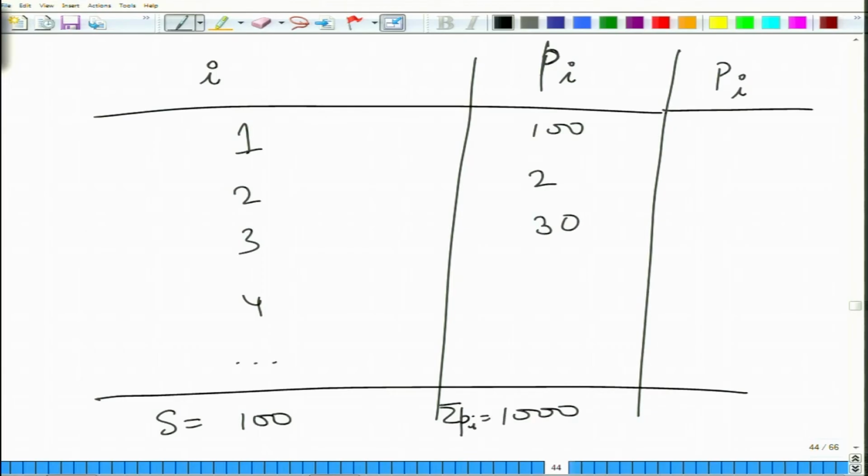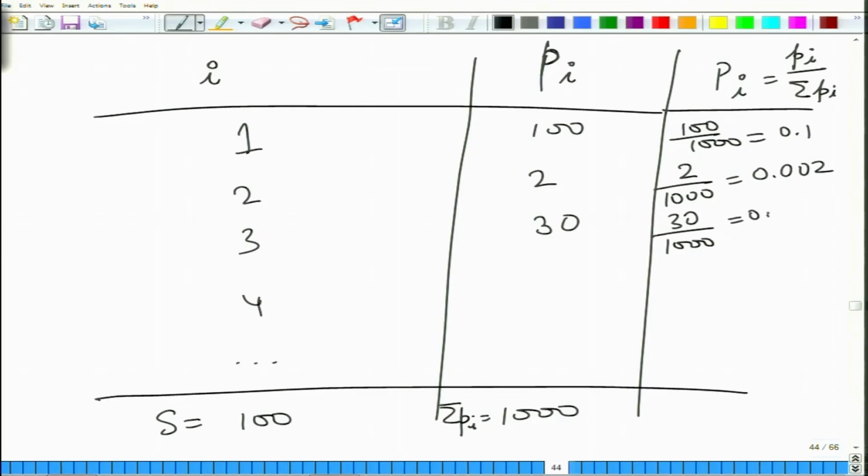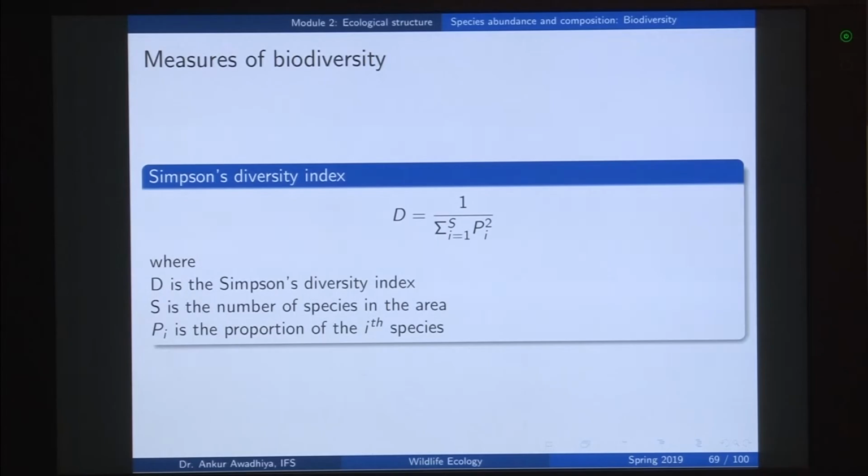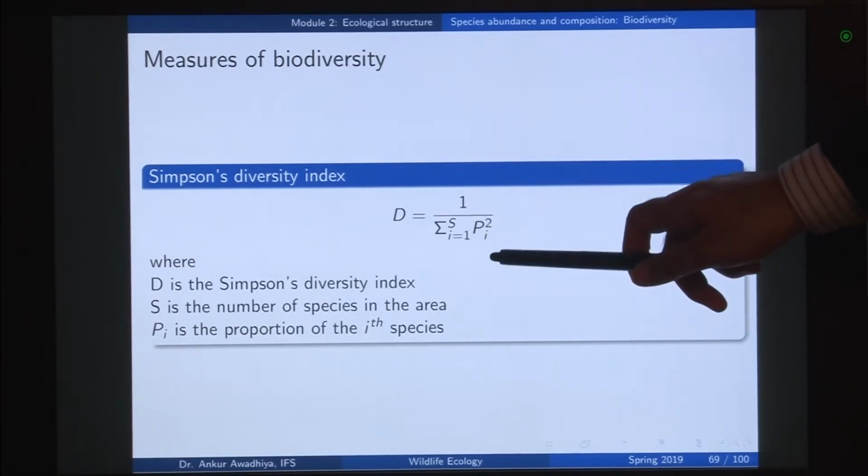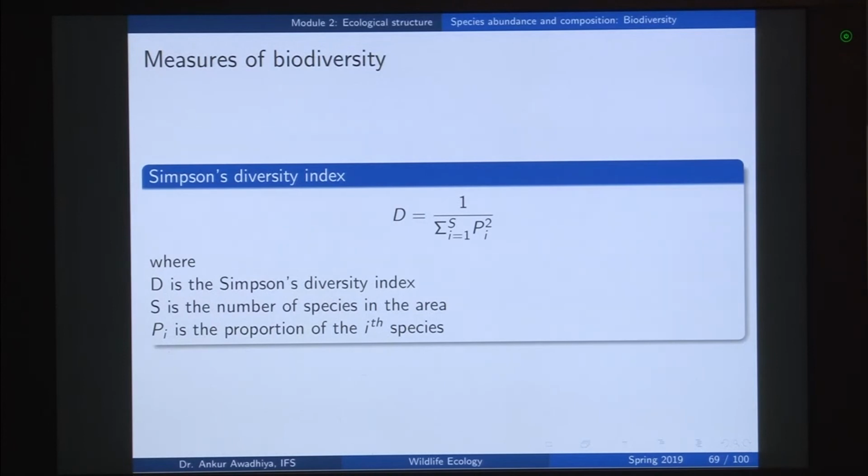Now, capital Pi is computed as small pi divided by the sum of small pi's. So, in this case, because this is 100, you will have 100 divided by 1000 is equal to 0.1. In this case, you will have 2 divided by 1000 is 0.002. Here you will have 30 divided by 1000 is 0.03, and so on. So, here we are computing the Pi's. Now, in the case of the Simpson diversity index, you have 1 divided by the sum of Pi squared. So, in this case, you will have Pi squared.